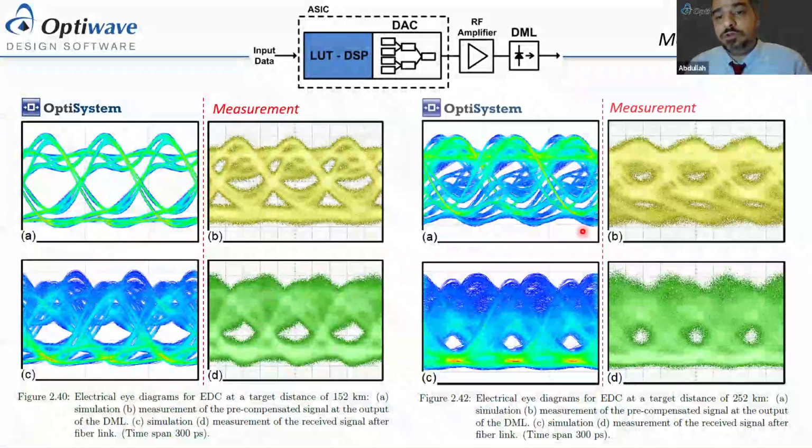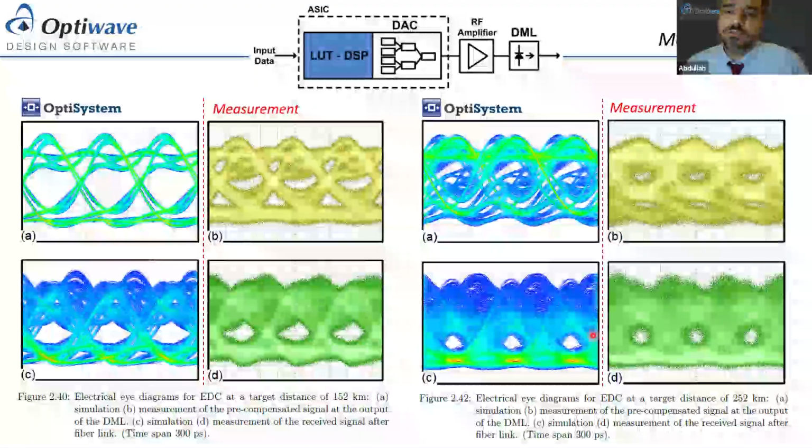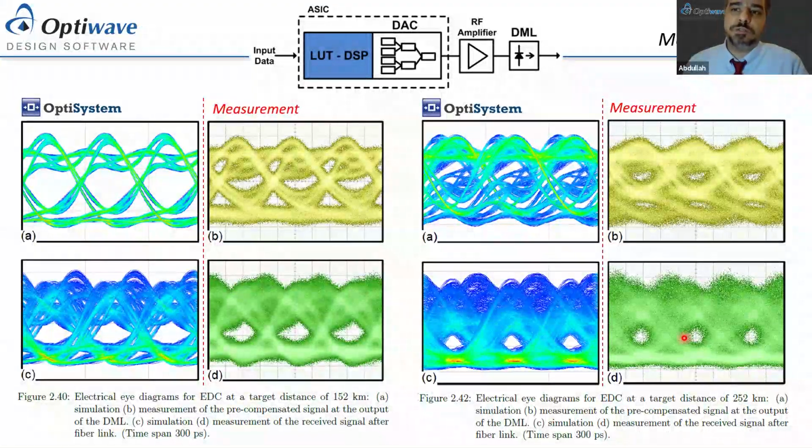The second thing happens also for a distance of 252 kilometers, where the pre-distortion is much more aggressive. And OptiSystem produces a back-to-back eye diagram that's very closed and certainly produces you an eye opening after transmission.